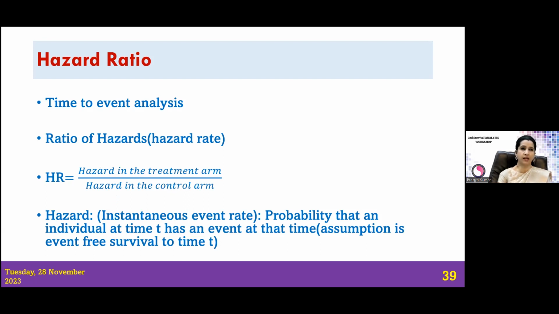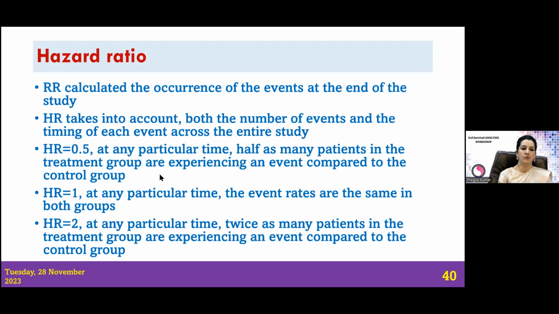So it is just like logistic regression. Hazard is an instantaneous event rate, which is the probability that an individual at time t has an event at that time. So now how to interpret this hazard ratio? Again, this is like an odds ratio. The hazard rate takes into account both the number of events and the timing of each event.